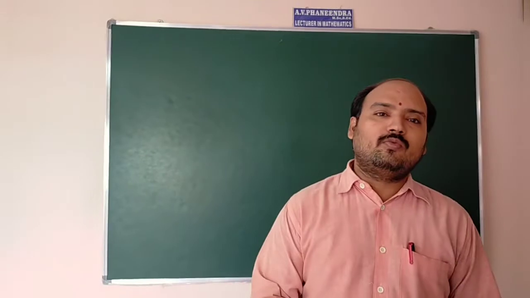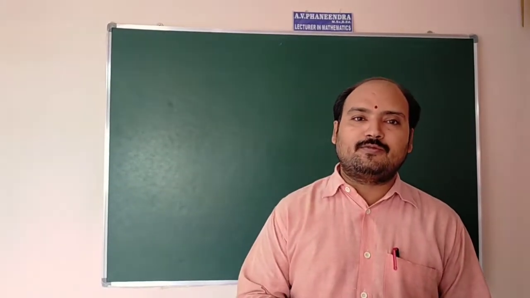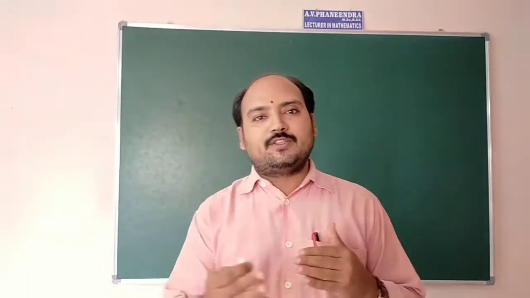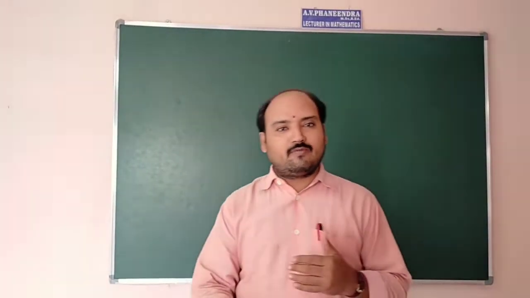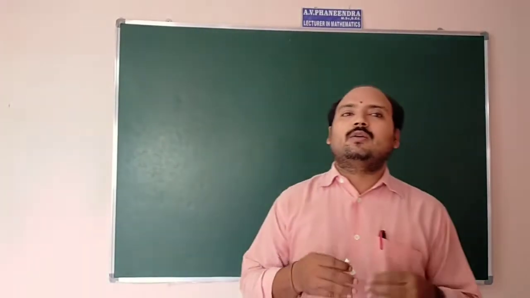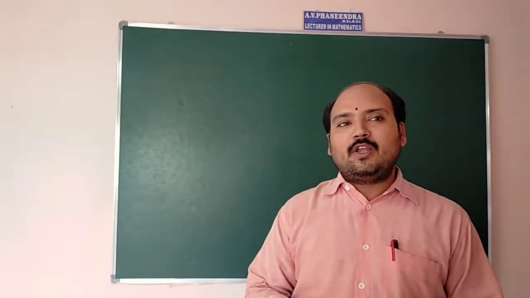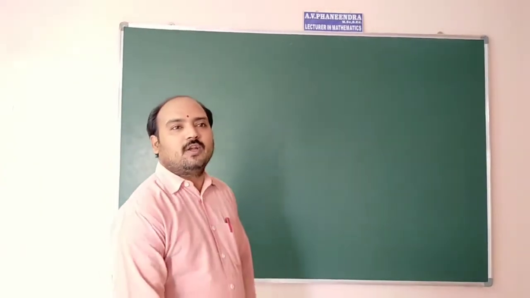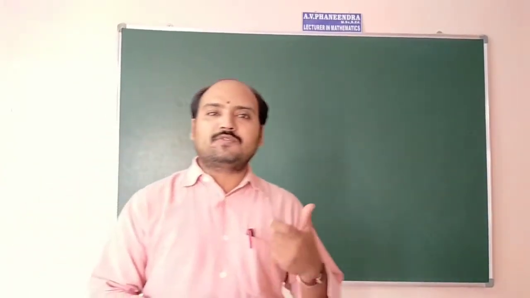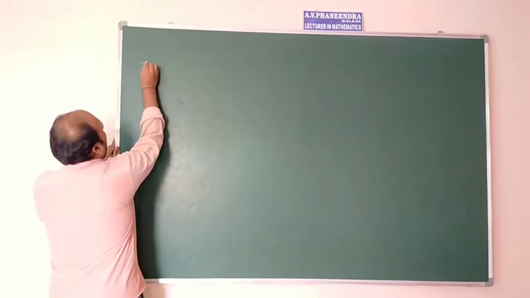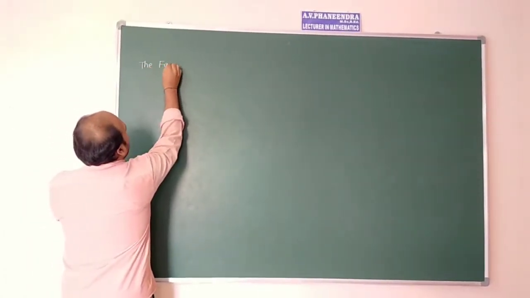In the previous video, we discussed the point of intersection of two lines, the line which divides the line segment in the ratio L1 is to L2, and the family of straight lines concurrent. In the family of straight lines, one more important concept is there: how to represent the family of straight lines. See that, the family of straight lines.